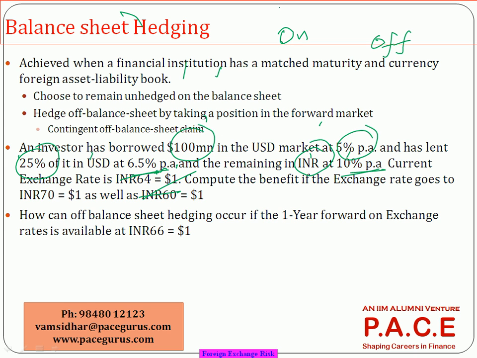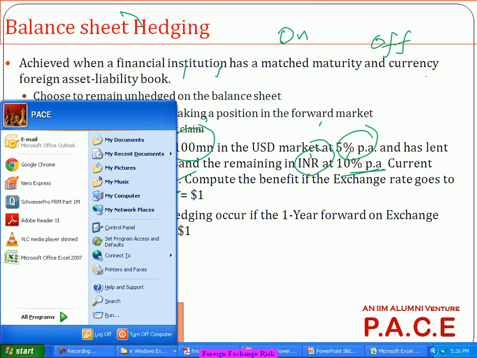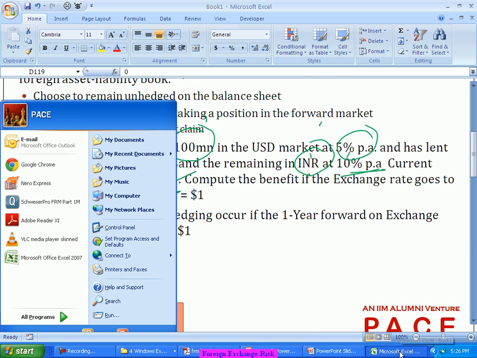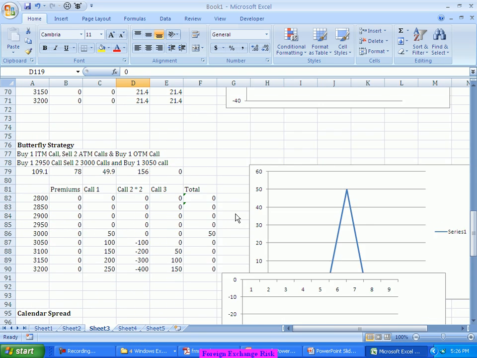So now I want to see, if the exchange rate goes to 70 rupees a dollar, what is the kind of benefit? If it goes to 60 rupees a dollar, what is the kind of a benefit? Right? So within 1 year. So let's look at the scenario. Now what are his assets and liabilities if I look at that scenario here?